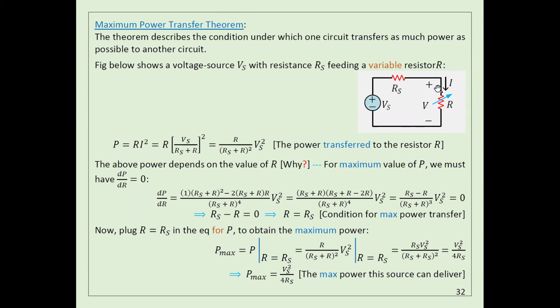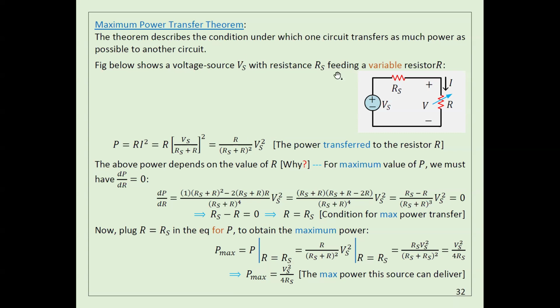What is the value of the power now, which is the maximum power? I can return to this formula again and replace R by RS. If I do that, the maximum power becomes Vs squared divided by 4RS.